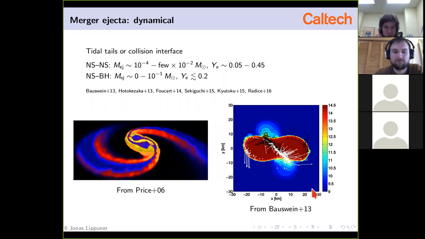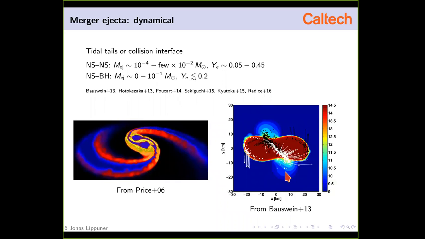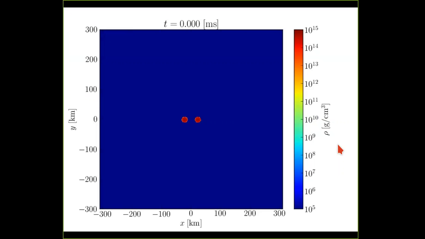So I want to talk about different types of ejecta that we get from neutron star mergers. And I will just start by showing a movie of what it looks like. And for this, I have to share different windows. So bear with me 1 second. Okay, can you guys see a new plot with basically a blue square?